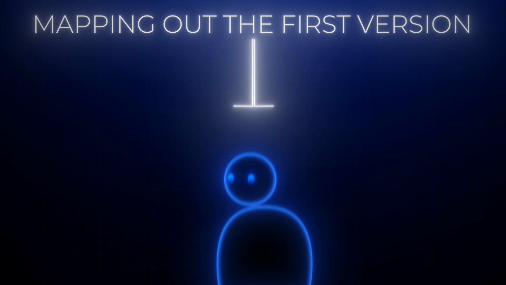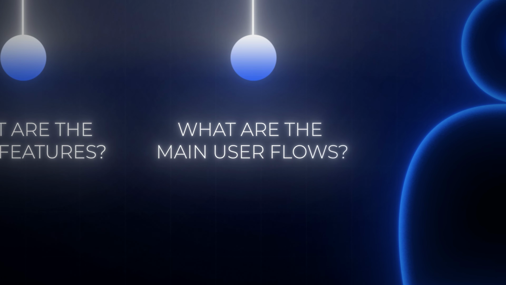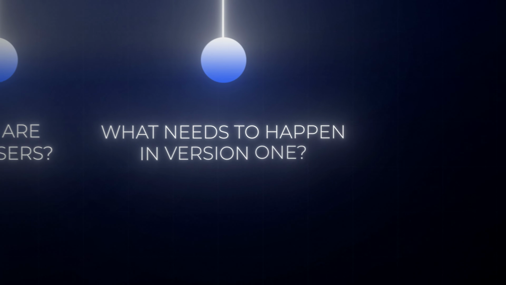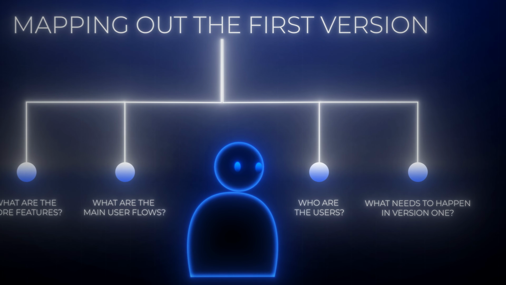And once you have done that, the next step is not design. It's turning the idea into something a bit more structured. This is another place where AI is helpful. Before I start thinking about screens or code, I want a rough spec. Not some huge product document, just enough structure to make better decisions. So here I will use AI to help me map out the first version of the app. What are the core features? What are the main user flows? Who are the users? What needs to happen in version 1? And what can clearly wait until later?